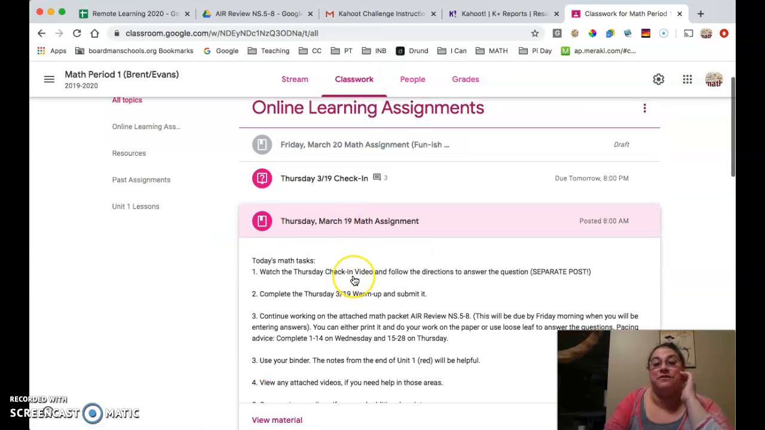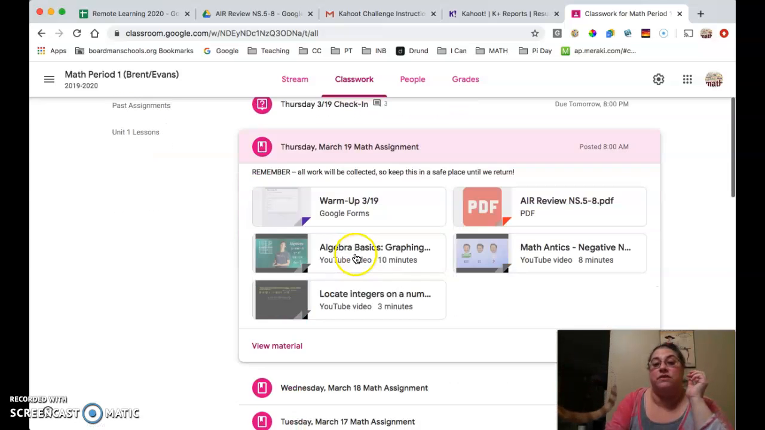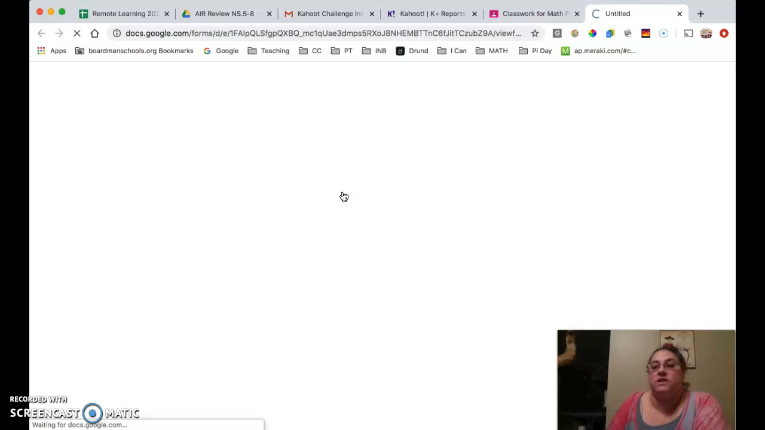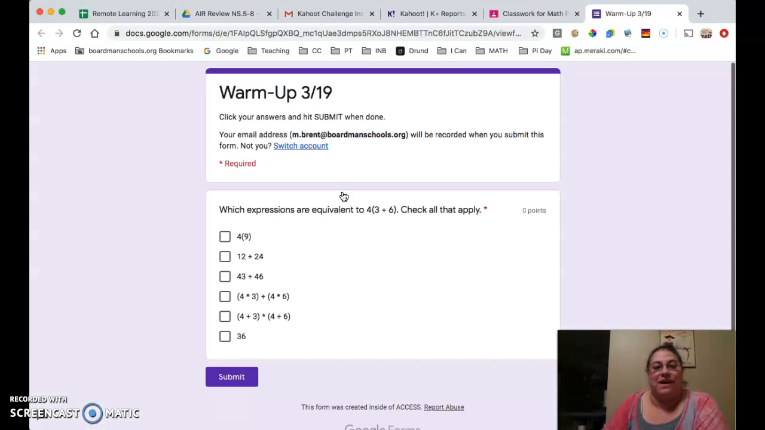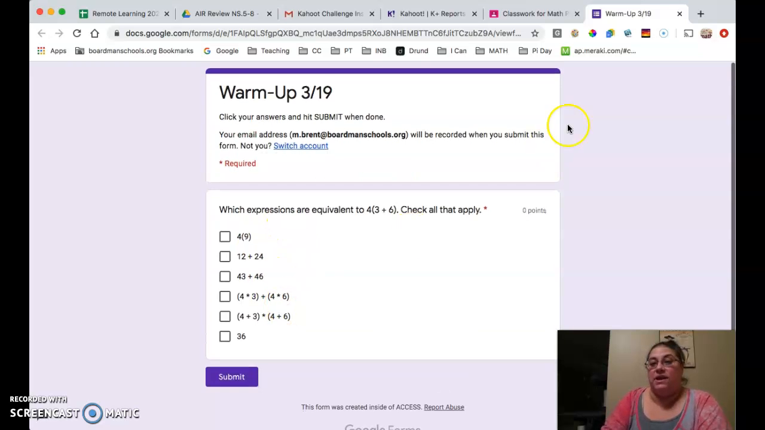Okay, so anyways, Thursday. Two things you had to do on Thursday. First of all is our Thursday warm-up. So if you click into our Thursday warm-up, it was nice and quick. See his tail? And you had to use the distributive property or any other method to see if you could figure out which of these were correct. And you had to submit that.